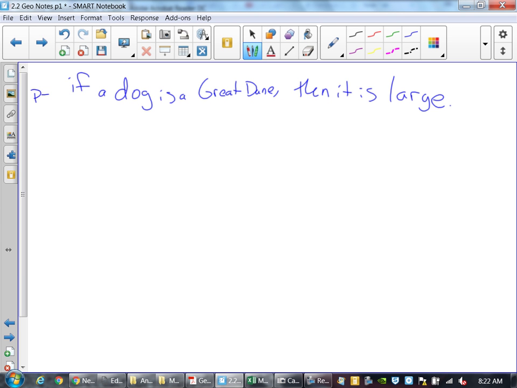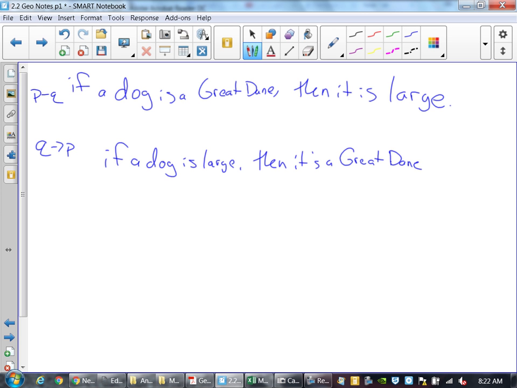So this is your P implies Q, so Q implies P. If a dog is large, then it's a Great Dane. False. Why is that false? Because other dogs are tall. The other dogs are big. I got a black lab that's 90 pounds, so yeah.